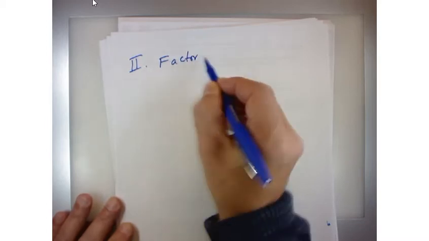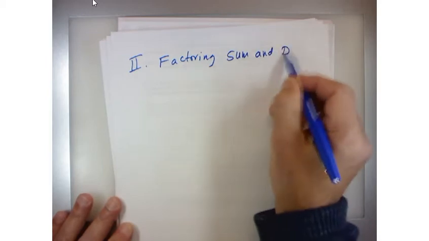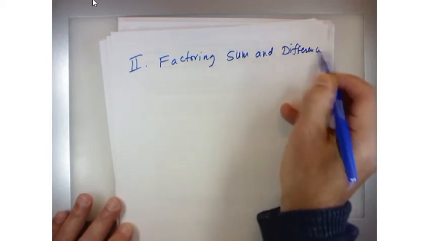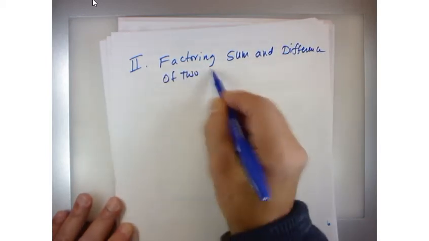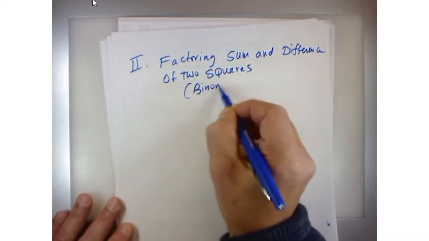The second part is about factoring the sum and difference of two squares. And these are binomials. So we're not doing trinomials anymore. We're doing two terms.